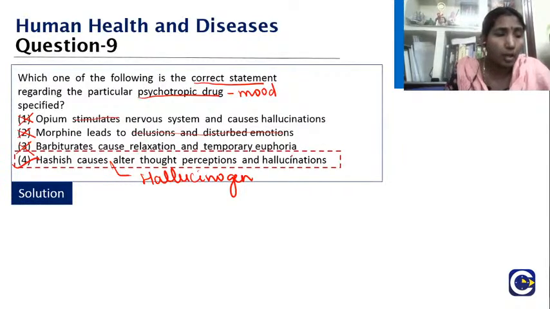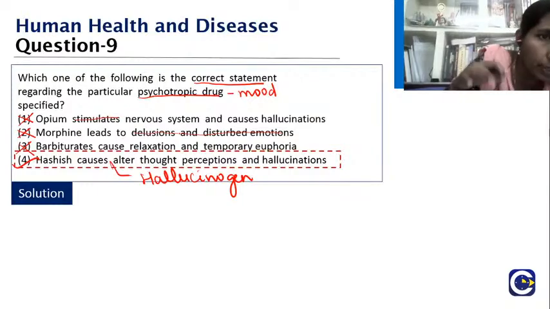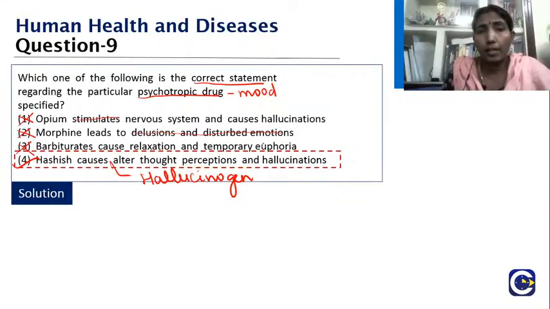So what should be your answer? Yes, the answer is hashish. That is the right statement they have given. See, opium is a depressant. Morphine is going to be an analgesic. Even barbiturates we use as analgesic. It's going to put you down calm, not bringing about a euphoric state. But what about when you take it from cannabis sativa? Definitely it's a very good hallucinogenic.